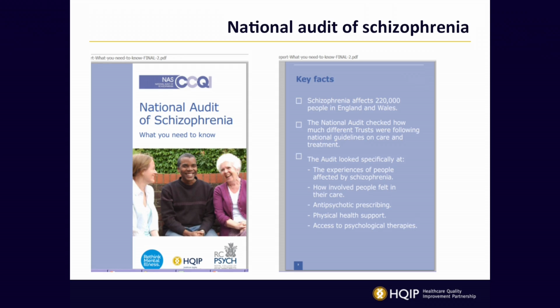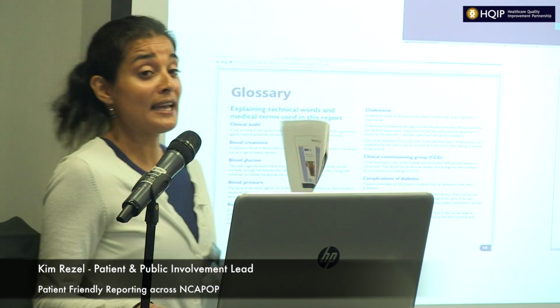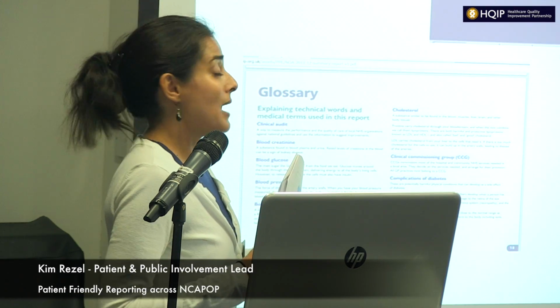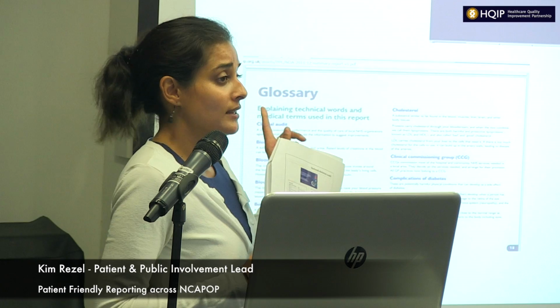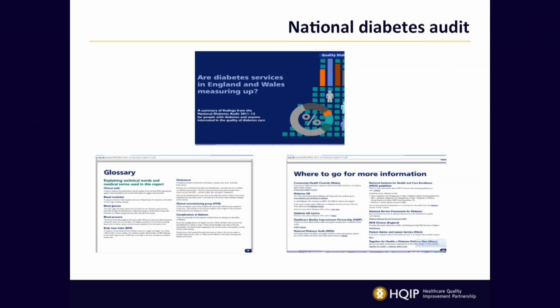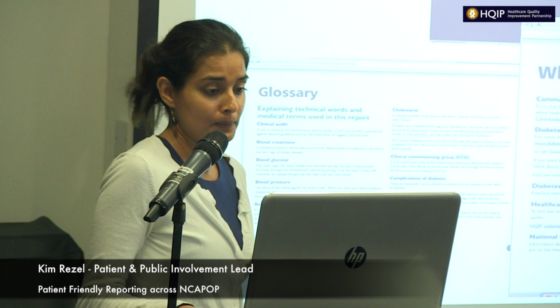Another example is the National Audit of Schizophrenia, and they've added key facts, just breaking down the national audit into these bullet points here. I should actually say that as well as Stroke winning the award for the partnership category with service users and patients at our HQIP Clinical Audit Awards, National Audit of Schizophrenia and Diabetes were also nominees. And this is the most recent diabetes audit publication. They work with a service user group, and they've got a glossary which is really useful for those technical terms. If you work with your service users, this is the sort of thing they might say they'd like, so more information on where they can go.